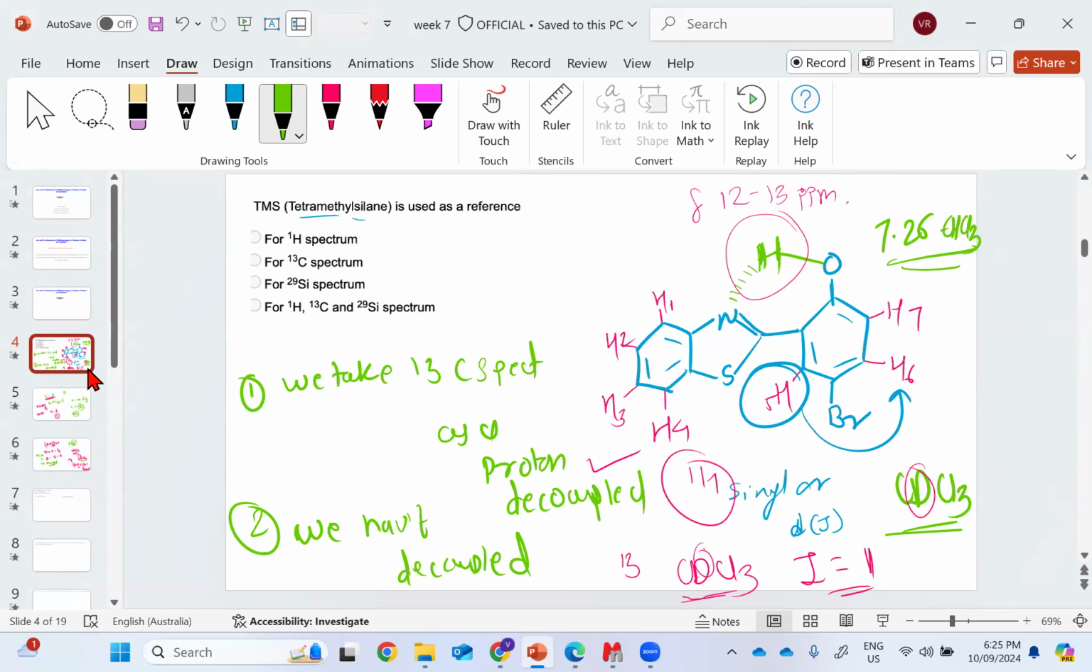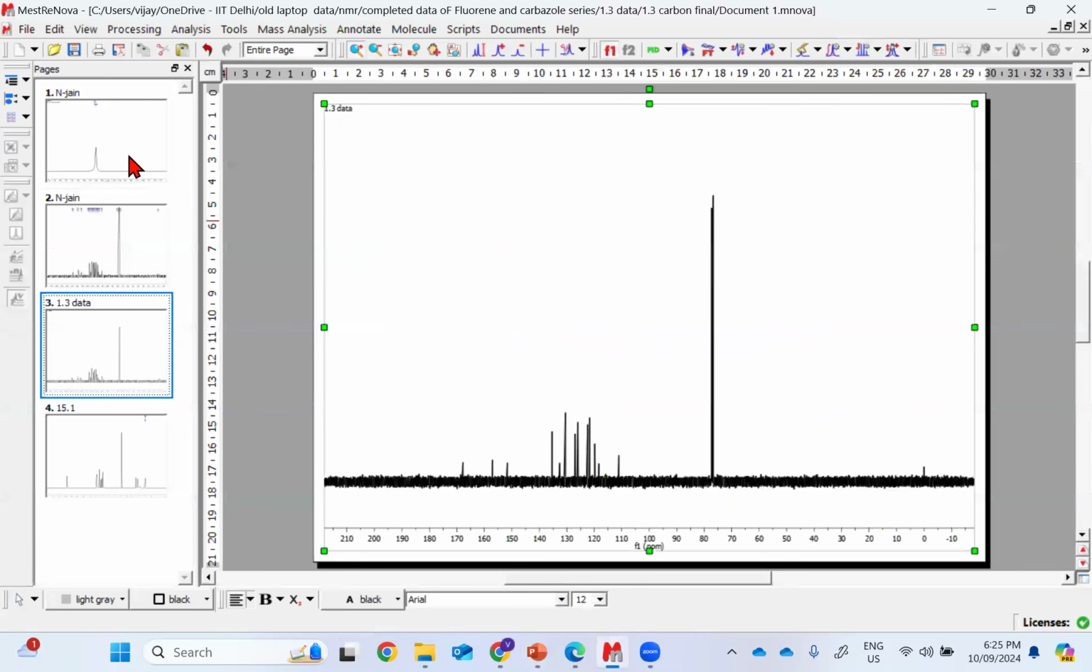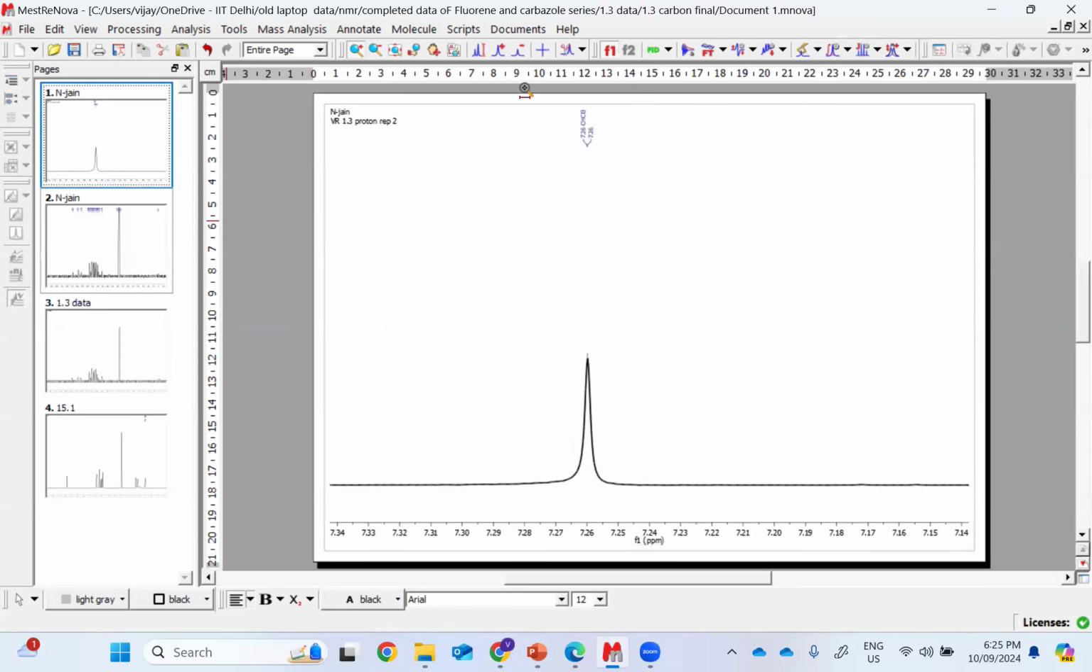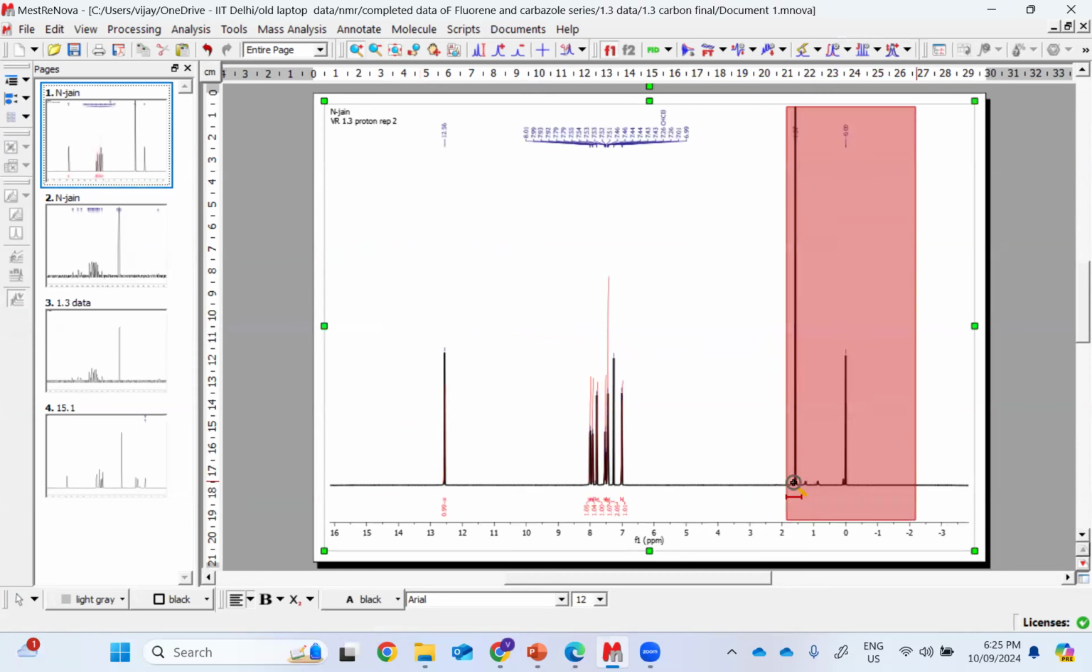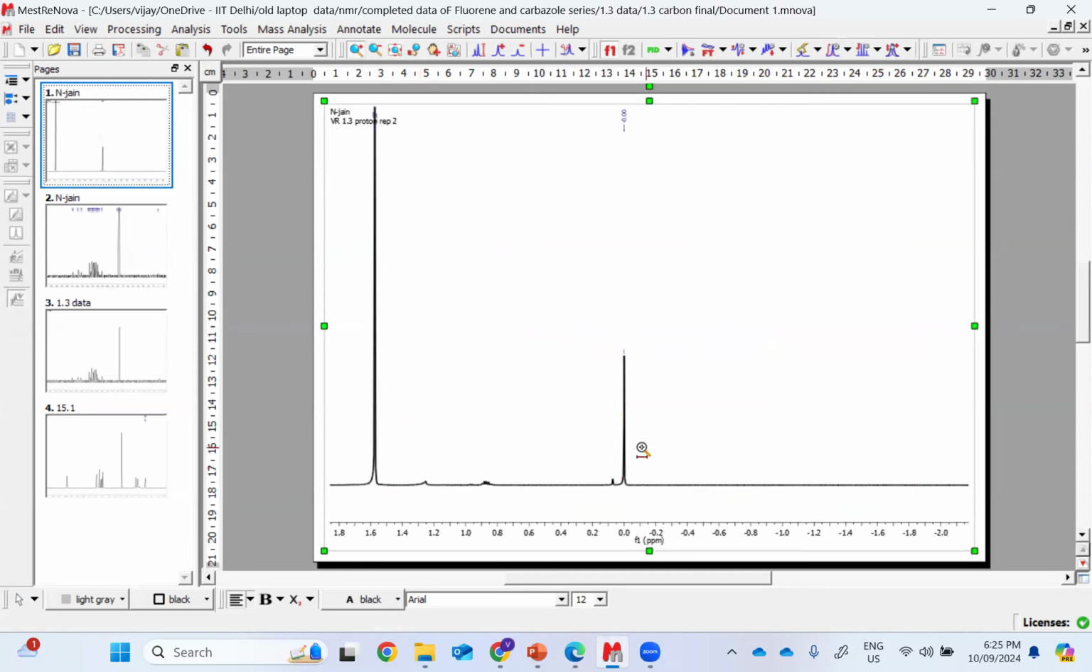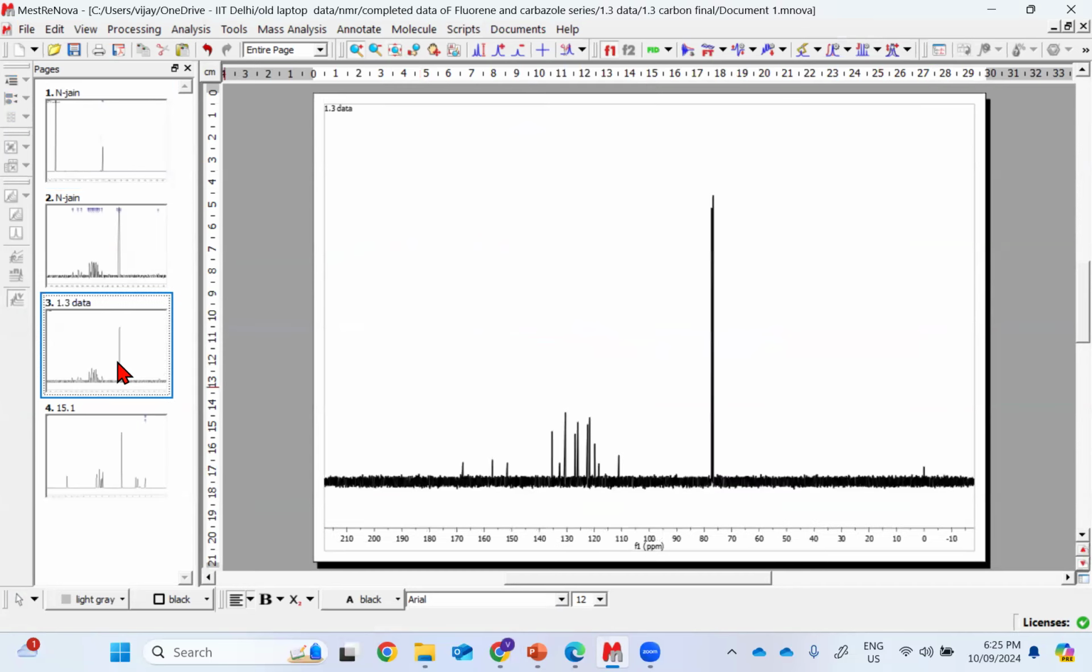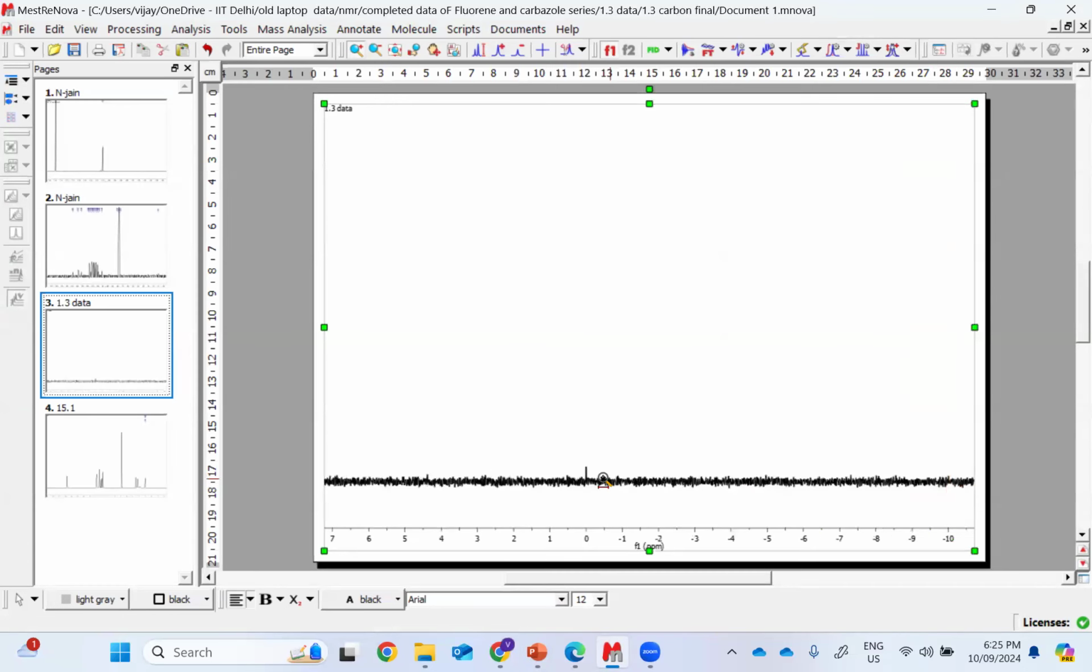And we have also seen the standard for this. Tetramethylsilane is used as a standard. If you look at the 1H NMR spectra here, I have the example of 1H as well as the 13C, so I can show that. Here, this TMS is the standard we have used in the 1H NMR. Also in the 13C NMR spectra here, you can look here. You can see the small signal.